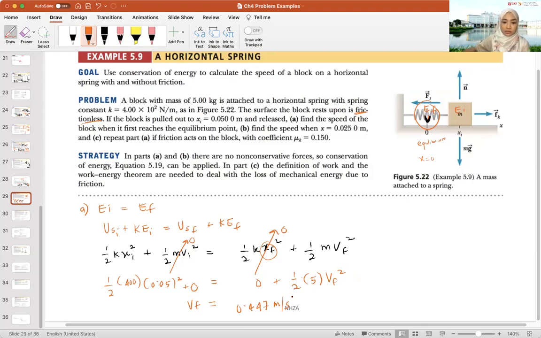2 decimal places. Tapi untuk web assign, diorang suka 3 significant figures. 3 significant figures, betul lah. So they want that 3 significant figures tu web assign punya style lah. Tapi untuk exam, just 2 decimal places is enough. Okay, what else?